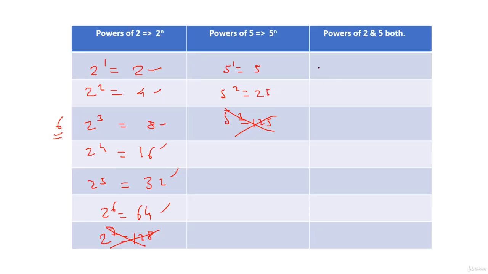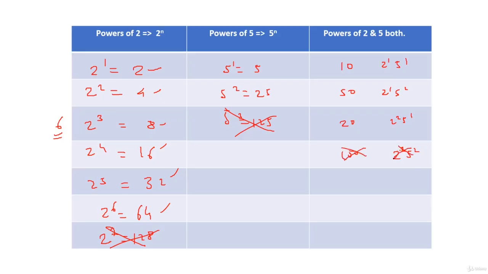Now combining powers of 2 and 5. First we simply combine 2 raised to 1 and 5 raised to 1. We get 10. Then I combine 2 raised to 1 with 5 square: 25 into 2 is 50. Now let's take 2 square into 5 raised to 1: 4 into 5 is 20. Now guys, you can't combine 2 square and 5 square: 4 into 25 is 100.